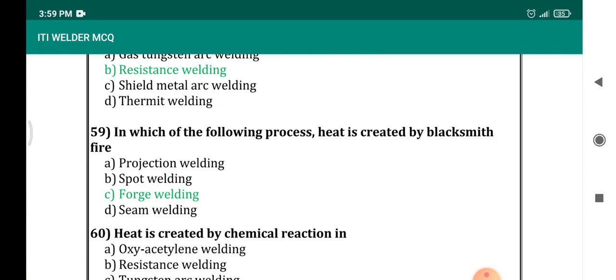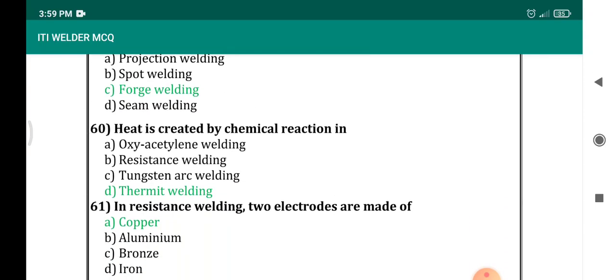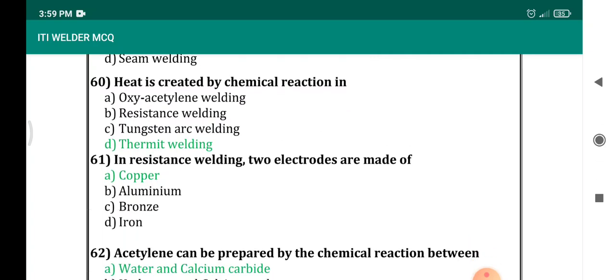Which of the following processes uses heat carried by blacksmith fires? Very easy question. Forging operation is carried out with the help of a blacksmith fire, so forge welding is carried out with a blacksmith fire. Heat created by a chemical reaction: thermit welding uses two chemicals to create the heat. It's a portable welding operation.